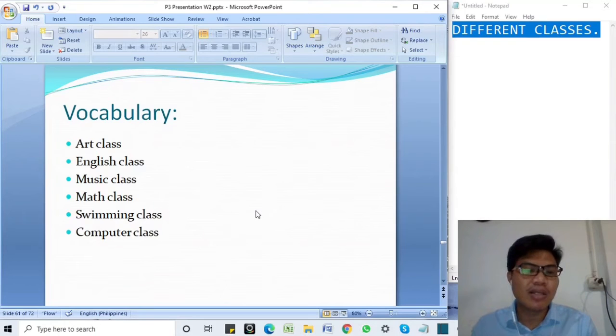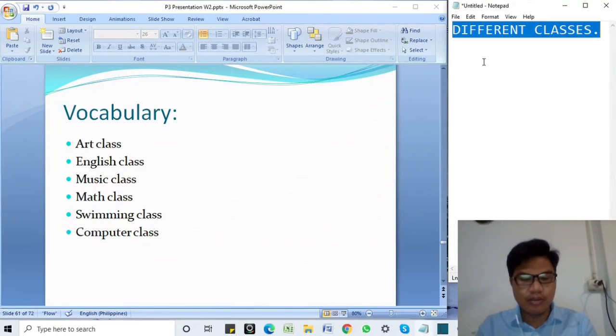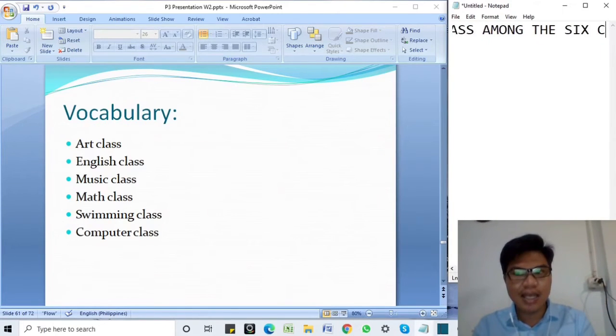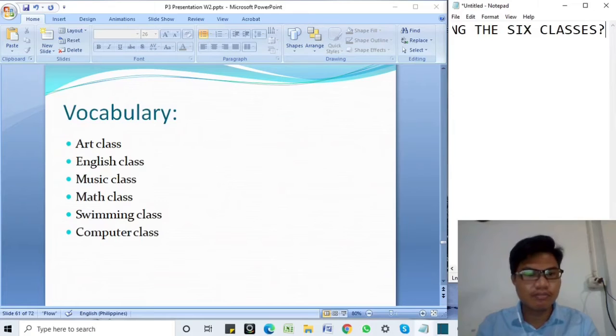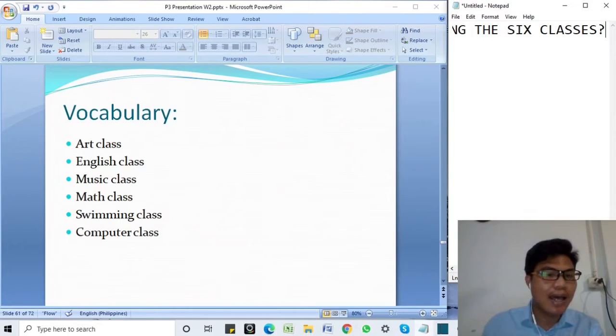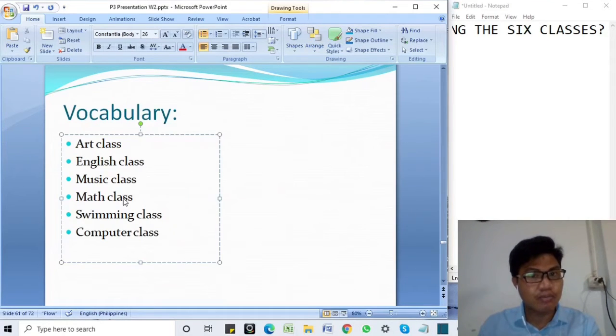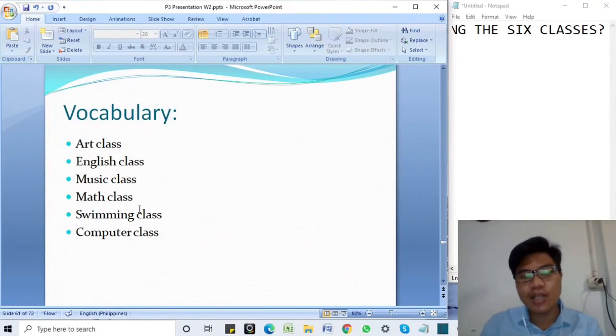Now from these vocabularies, what is your favorite class among these 6 classes? Personally, I like math class. Do you guys like math too? If you do, maybe you can also like math class.